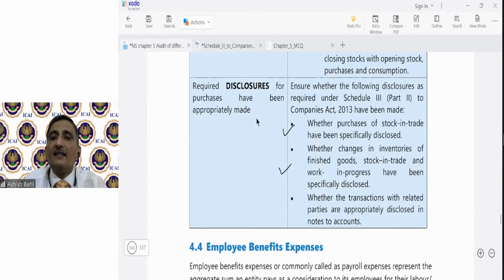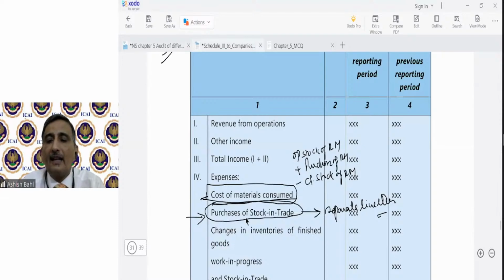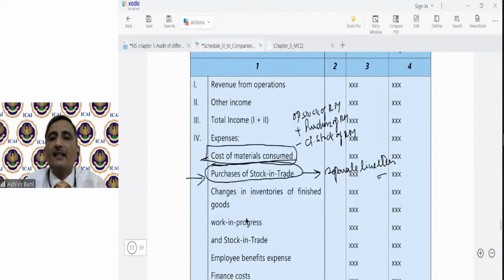So whether changes in inventories of finished goods, stock in trade and work in progress have been disclosed separately. So changes in inventories of work in progress and finished goods, plus or minus, these have to be shown separately. So again, see schedule 3, changes in inventories of finished goods, work in progress and stock in trade. This is again a separate line item.